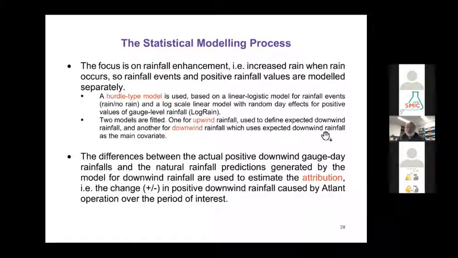The reason we fitted two models this way was that upwind rainfall was effectively used as a controlling variable for downwind rainfall. And then the differences between actual positive downwind gauge day rainfall and the natural rainfall predictions which come out of our models were then used to estimate the attribution, which is the key thing: how much extra rain actually fell on the ground.